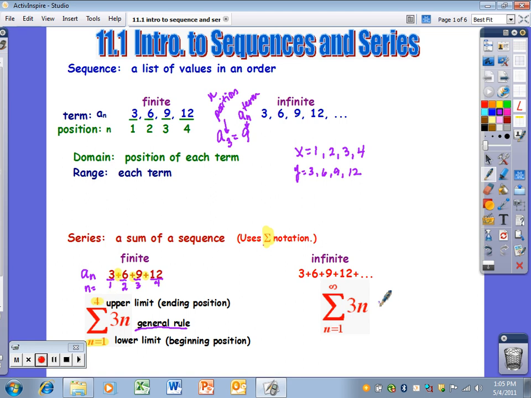Likewise, we've done the same thing with the infinite series, but now I'm counting from 1 to infinity. I have 1 to infinitely many terms, still 3n. So when I put in a 1, I get 3. When I put in my 2, I get 6. My 3, I get 9. My 4, I get 12, etc.